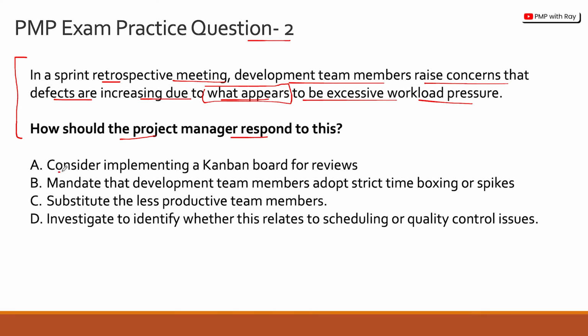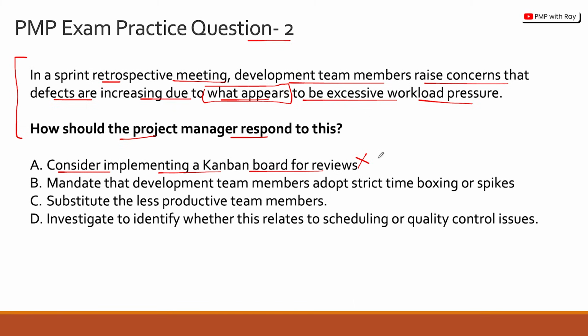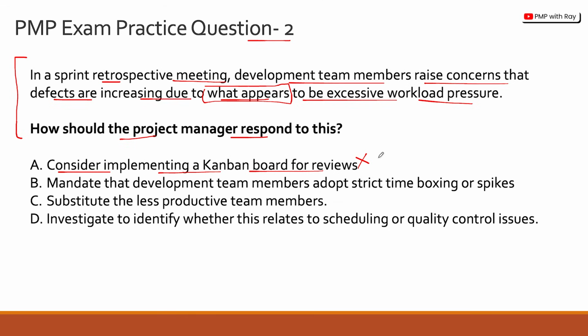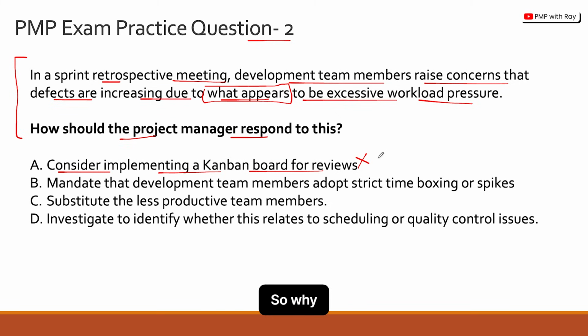Option A, consider implementing a Kanban board for reviews. Totally random, right? Because Kanban boards are for progress update or progress review meetings, and it doesn't make sense or fit the context with respect to the problem versus the solution approach which the scenario is proposing, right? So why Kanban board? I can say why not information radiators. Okay, so there is no head or tail to this option, so option A is incorrect.